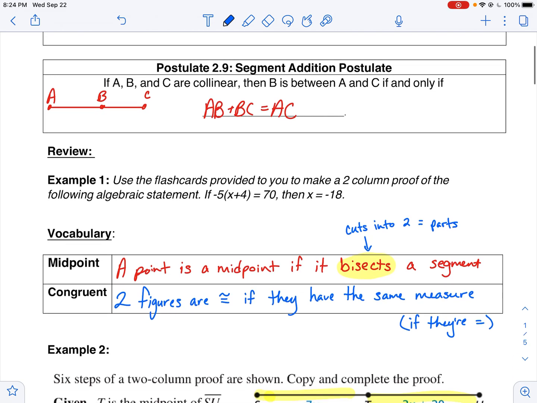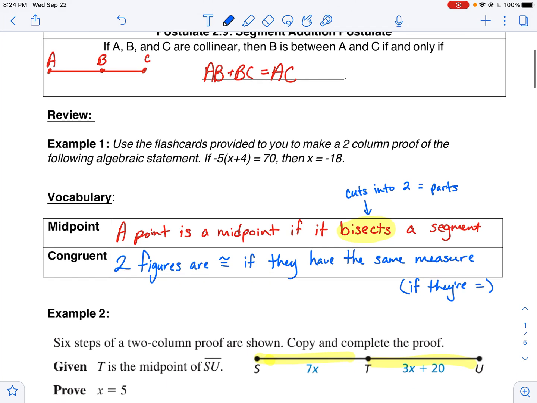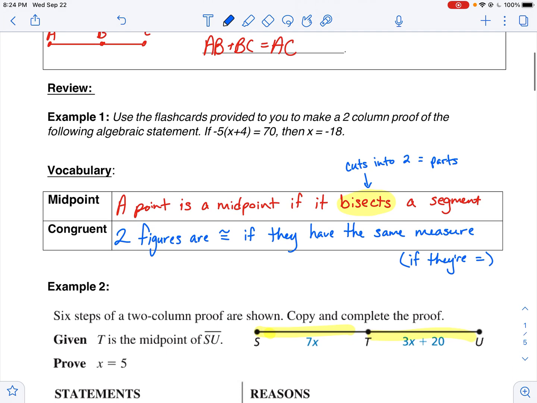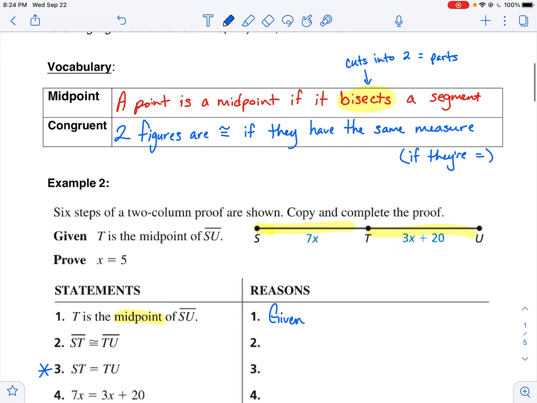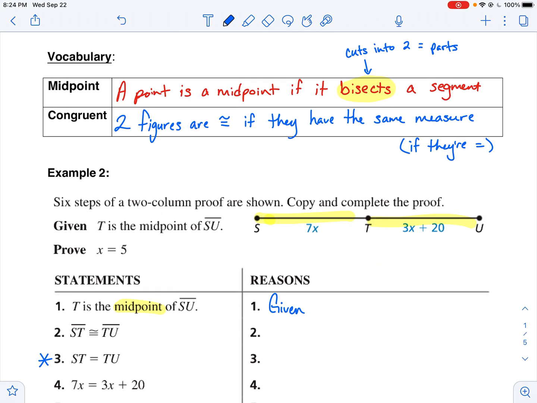In class, we use some flashcards to sort of reorganize a two-column proof. We're going to skip that for right now.